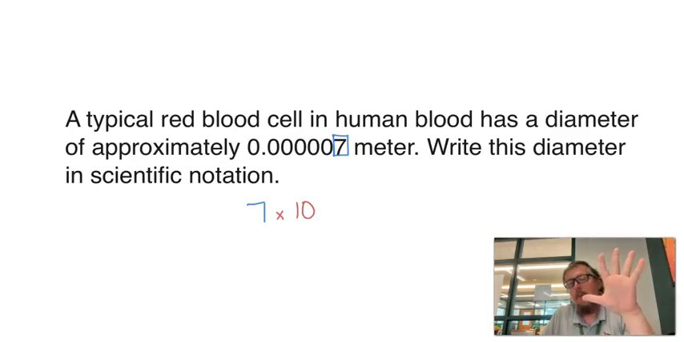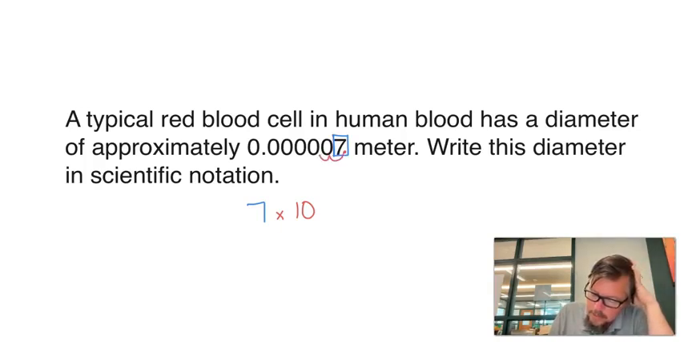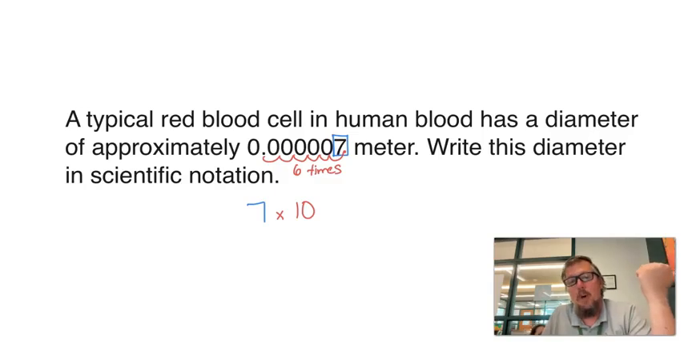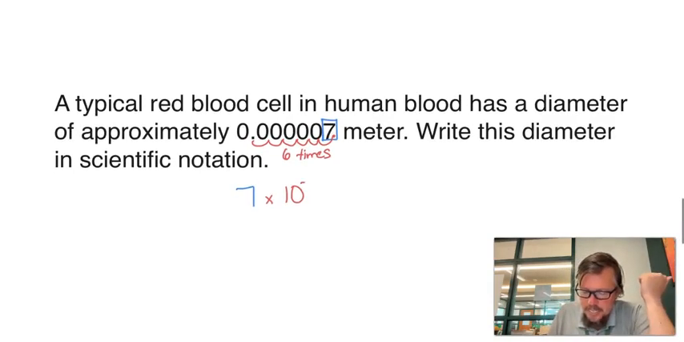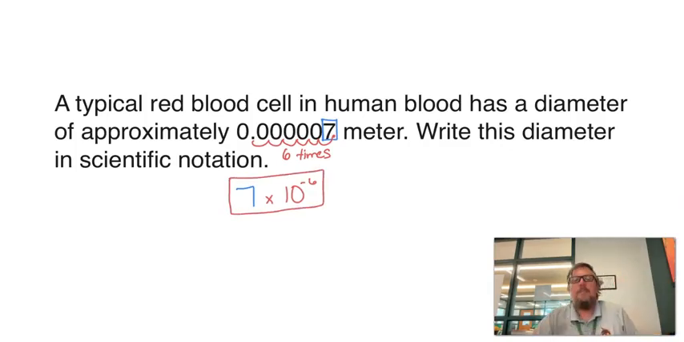So the power that we're going to raise it to is going to be what? The decimal was here. We go 1, 2, 3, 4, 5, 6 times we move that decimal. And because we're moving it to the left to make a small number, our exponent is negative. So 7 times 10 to the -6th power. And that is going to be our 0.000007 meters in scientific notation.